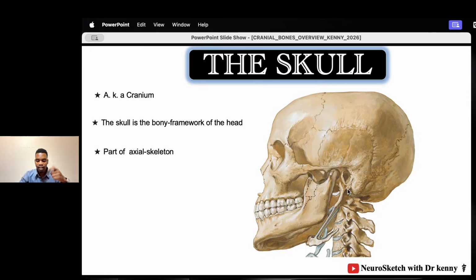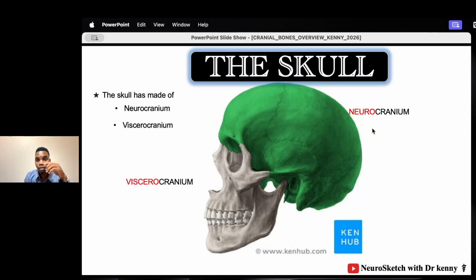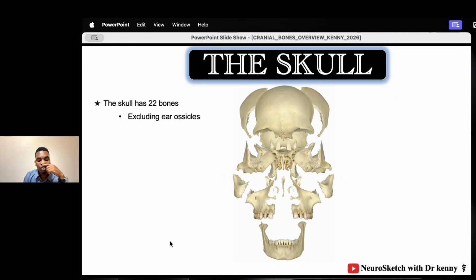the axial skeleton. The skull is divided into two main parts: the neurocranium, which encloses the cranial part of the central nervous system, which is the brain, and the visceral cranium, which encloses the proximal end of the respiratory and the digestive system. It's called the visceral because it covers part of the viscera, and to be specific, the proximal part of the respiratory system and the proximal part of the digestive system.